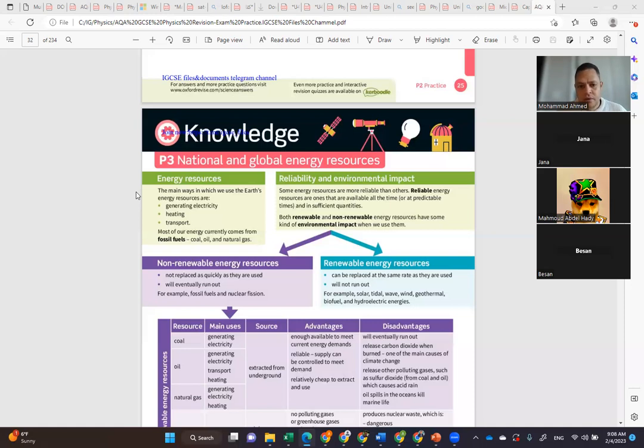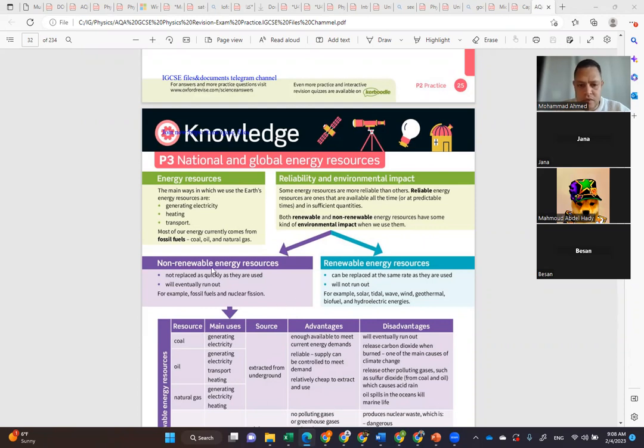Both renewable and non-renewable energy resources have some kind of environmental impact when we use them. So whatever the type of energy resource you use, both have some environmental impact. So for now, we know the different types of energy resources: non-renewable energy resources and renewable energy resources.